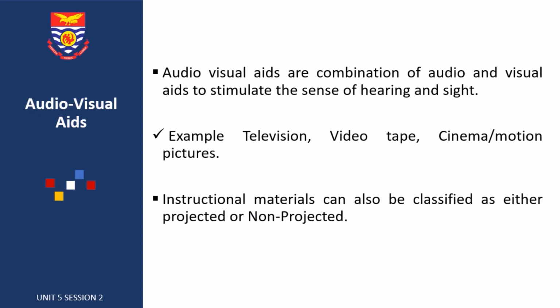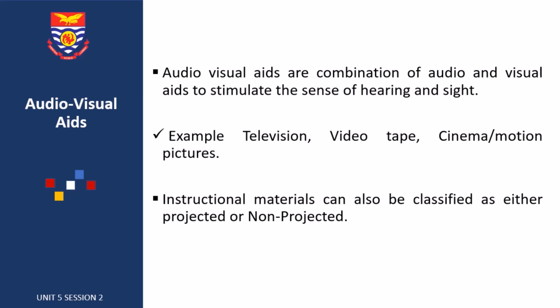Now we are at audio-visual aids. The first one we talked about was audio aids, and the second was visual aids. The two combined together form audio-visual aids. Audio-visual aids are a combination of audio and visual aids to stimulate the sense of hearing and sight. Examples are television, videotape, cinema, motion pictures. Television, for instance, can serve as an audio aid for you to learn.